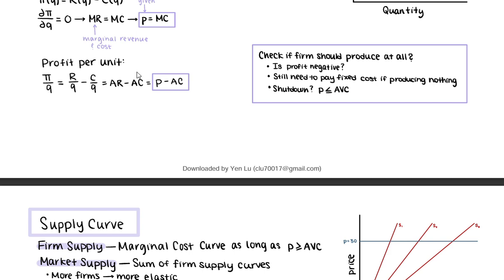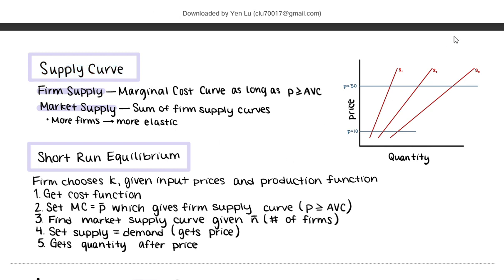Yes, because fixed cost is capital, which is fixed. You can't optimize that. So the shutdown point is when your price is smaller than your average variable cost. That means you can't even cover your variable cost, so you should shut down and exit this market. The firm's supply curve is the marginal cost curve as long as the price is greater than average variable cost, the shutdown point. This is a very important concept: the firm supply curve equals the marginal cost curve.